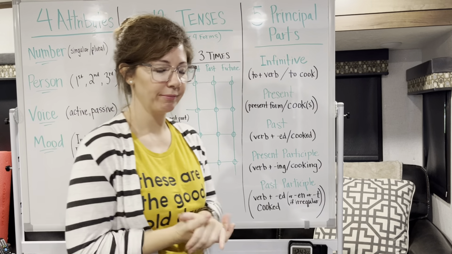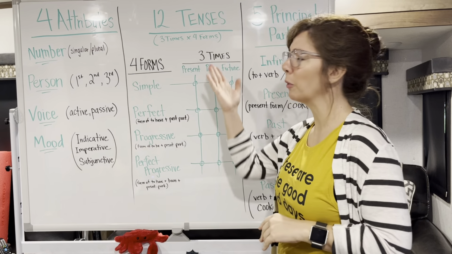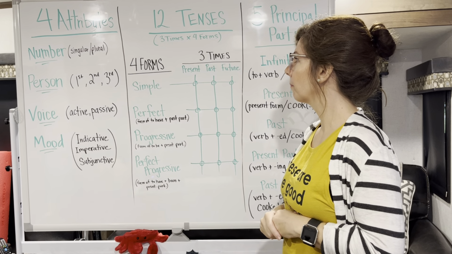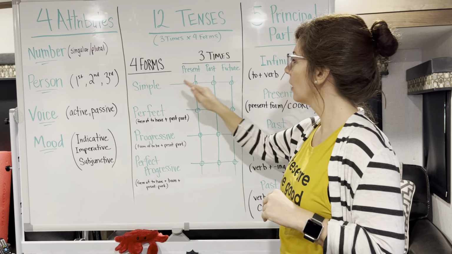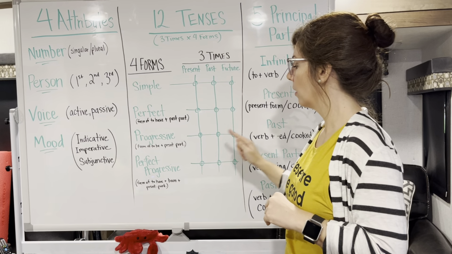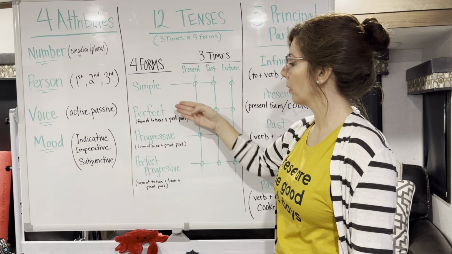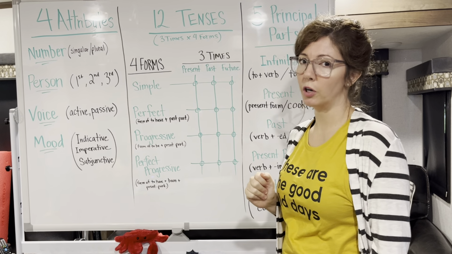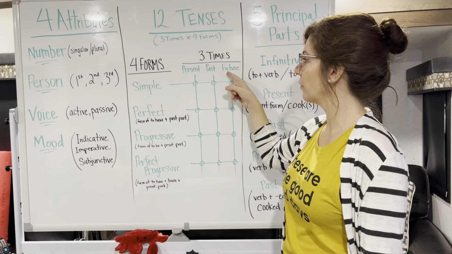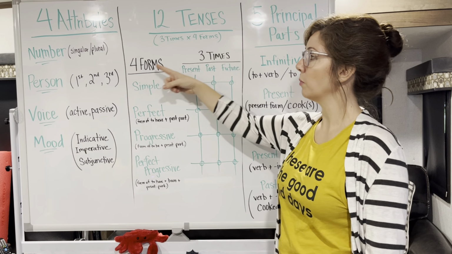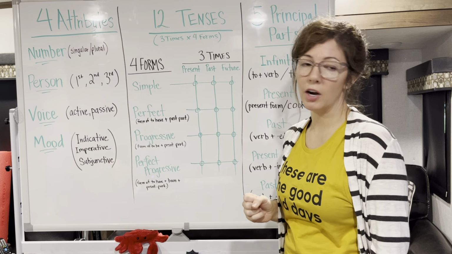Okay? Awesome. That's what we need to work on right now: knowing those things, learning that. Now we're going to look at our 12 tenses a little more in depth. We have 3 times times 4 forms, which gives us 12 possible combinations. The 3 times are present, past, and future, and the 4 forms are simple, perfect, progressive, and perfect progressive.